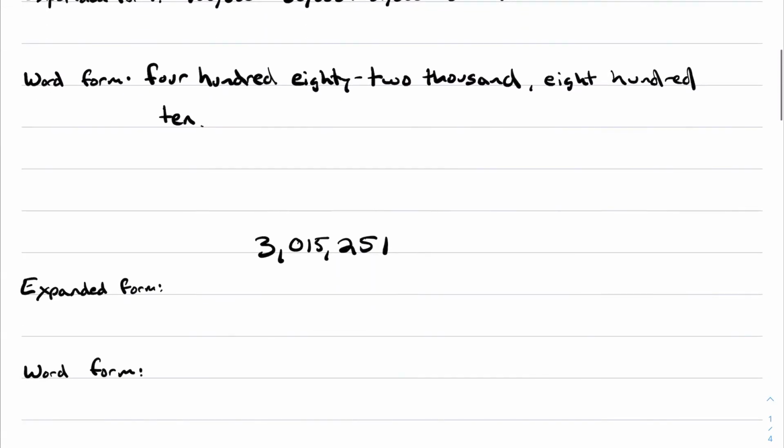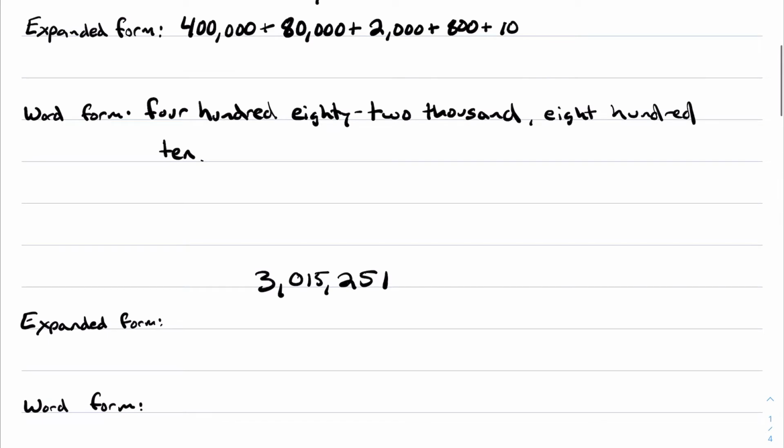All right, let's look at another one of those. We now have 3,015,251. In expanded form, we're going to start from the left. We have 3 million, so we're going to get our 3 million in there. Now we have a 0 in our hundred thousands place, so we're going to just leave that blank.